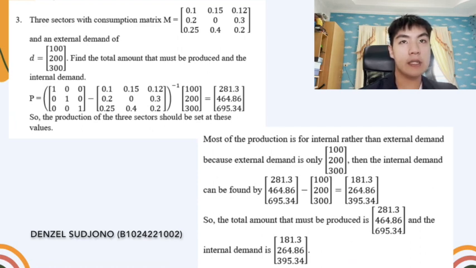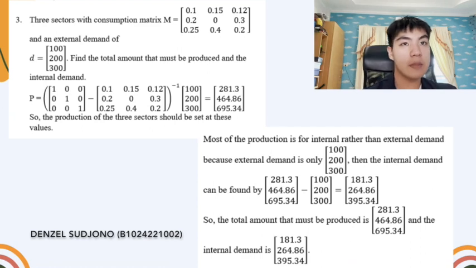And we can find that the total amount that must be produced is 281.3, 464.86, 695.34. And so the production of these three sectors should be set at these values. Most of the production is for internal rather than external demand, because external demand is only 100, 200, and 300.